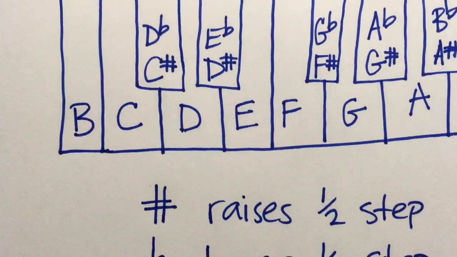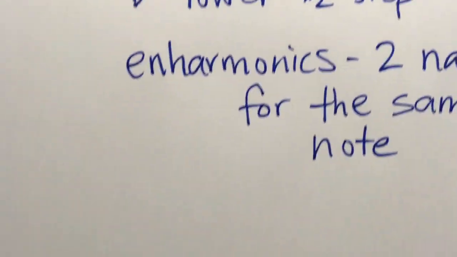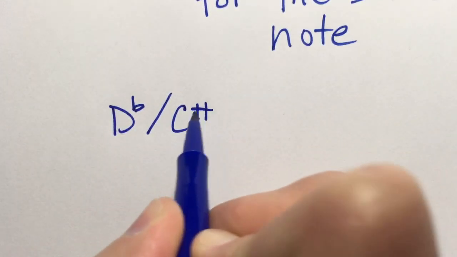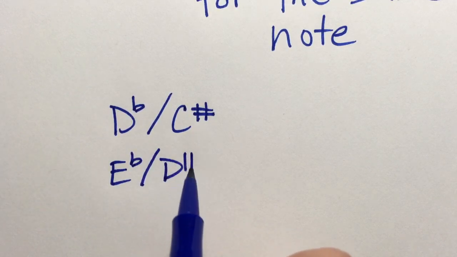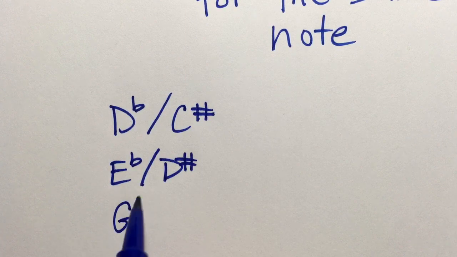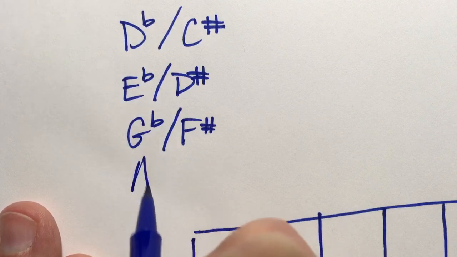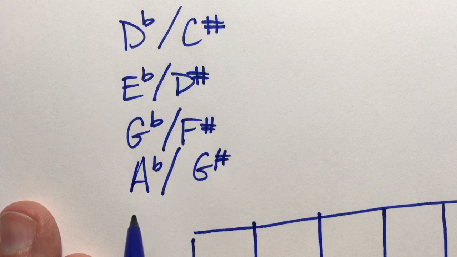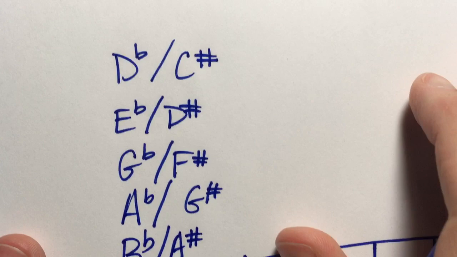So if we make a list of all of these enharmonic notes, we have D flat and C sharp, E flat and D sharp, G flat and F sharp, A flat and G sharp, and B flat and A sharp. These are the five common ones.